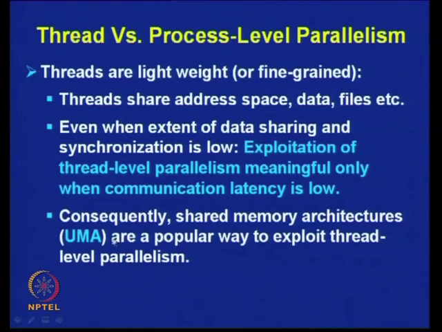Consequently, shared memory architectures are a popular way to exploit thread level parallelism. These shared memory architectures are known as uniform memory access. In shared memory architectures you have a common memory which is shared by all the processors, usually through a bus. That means thread level parallelism can be more meaningfully utilized where communication overhead is small, and that happens in uniform memory access processor systems, in UMA systems.